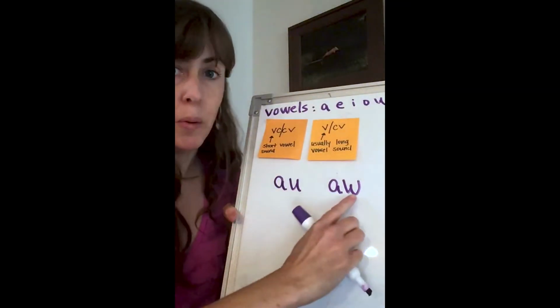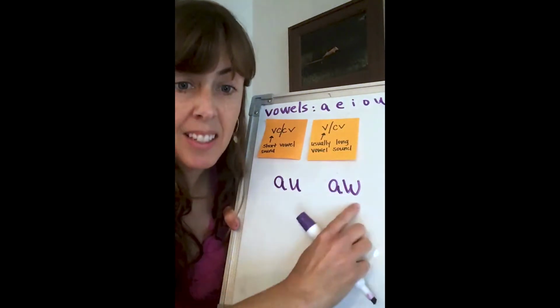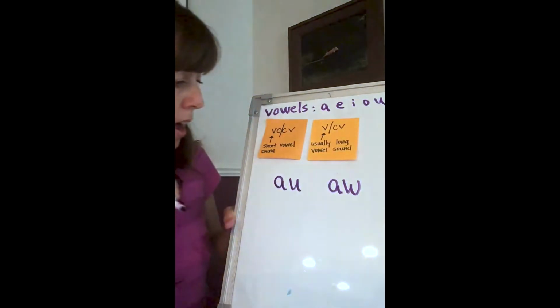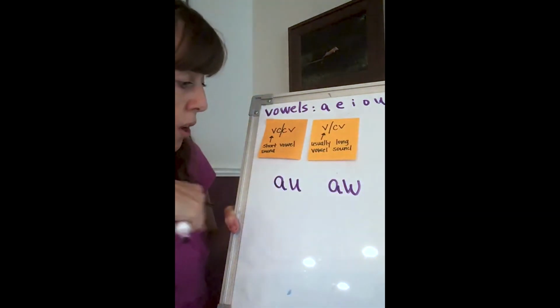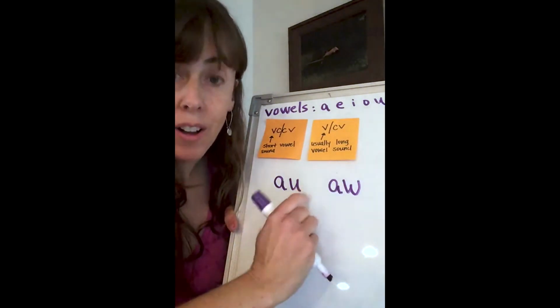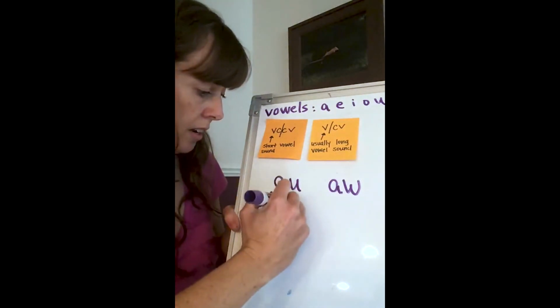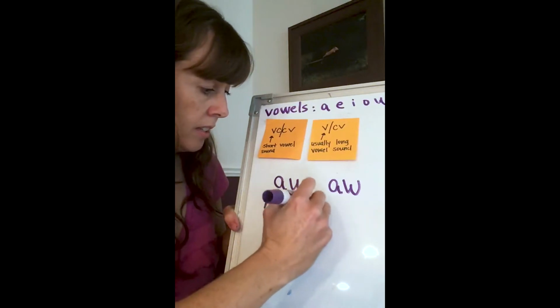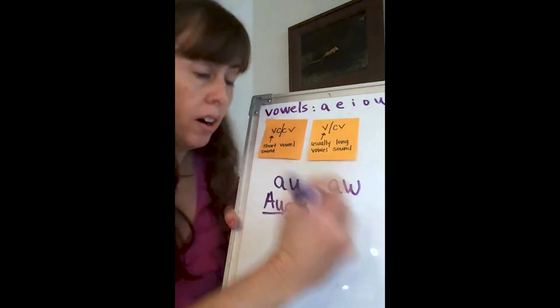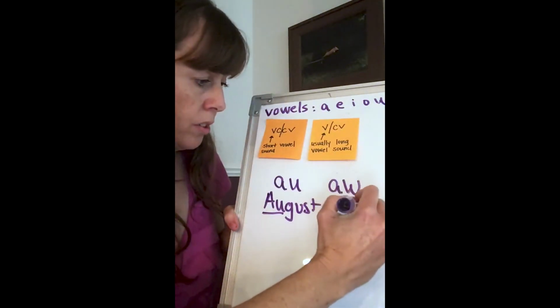AU and AW, even though W isn't a vowel, this is still considered a vowel team. Little secret: they both make the ah sound, okay? Just like in August, and in the word saw.